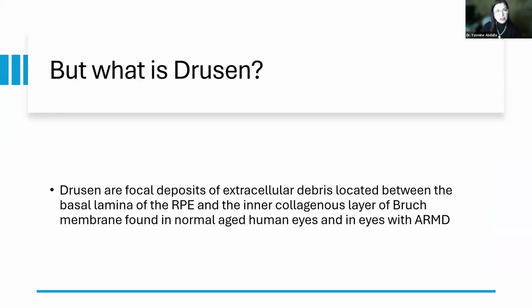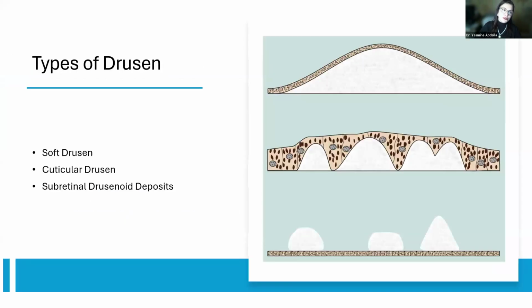But what is drusen? Drusen is the building block of AMD. But what is it? It's focal deposits of extracellular debris. It's located between the basal lamina of the RPE and the inner collagenous layer of Bruch's membrane. And it's found in normal aged humans or with pathological AMD. So drusen has 3 types: the soft drusen, cuticular, and subretinal drusenoid deposits, otherwise known as pseudodrusen or reticular drusen.